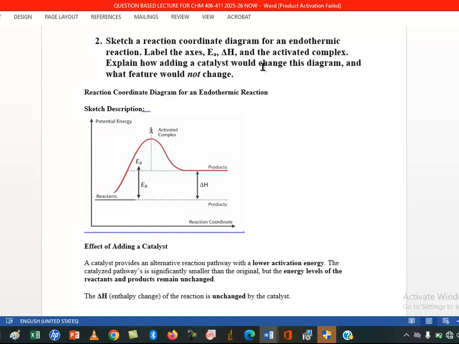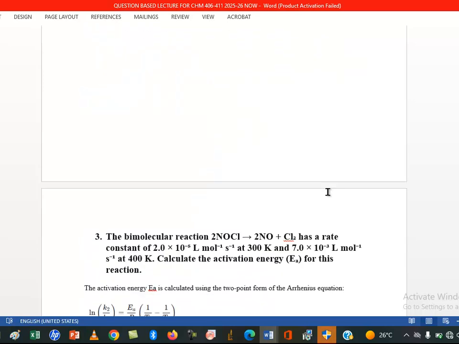Then the fourth part of this question said, what feature will not change? The feature that will not change is the energy level. So we have the energy levels of the reactants and the products will remain unchanged. Also, delta H, which is the enthalpy change of the reaction, will remain unchanged by the catalyst. So that's it. So you've answered that.